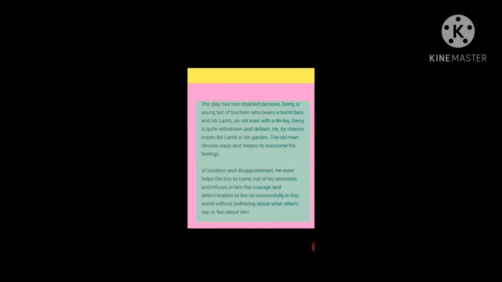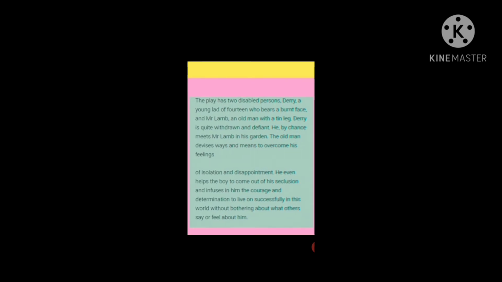So students, here we are with the basic main idea of the chapter, of the play. The play has 2 disabled persons. Derry, a young lad of 14 who bears a burnt face, as we have already seen, and Mr. Lamb, an old man with a thin leg. Derry is quite withdrawn and defiant. He by chance meets Mr. Lamb in his garden. We have already done that in the play.